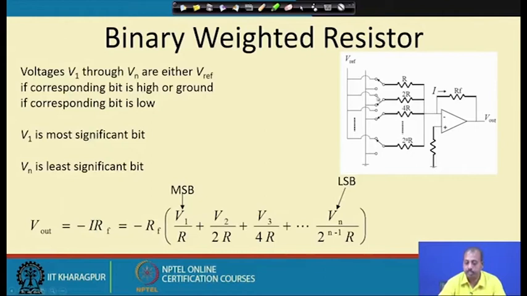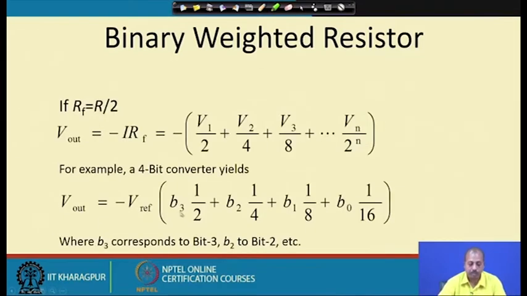So, when the switch is connected to this, we can say that the corresponding bit is equal to 1, and when the switch is connected to this position, we can say the corresponding bit is equal to 0. So, here if I take, say, B3 equal to 1, that is, the most significant bit is connected to Vref, then it is getting the contribution V1 equal to Vref.